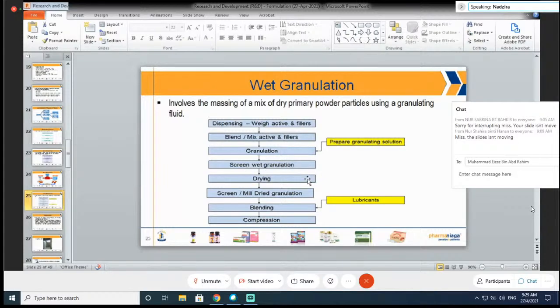We will screen the wet mass, and then we go for the drying process. After drying, we will screen the dry granules. If there are retained dry granules, they will go for the milling process to reduce the particle size, and then we go for blending with the lubricants. The lubricants are added prior to the compression because we want to form a low strength bond on the surface of the granule, which helps the flow of the granules and prevents the granules from sticking to the face of the punches during compression. After blending with the lubricants, we go for the compression.